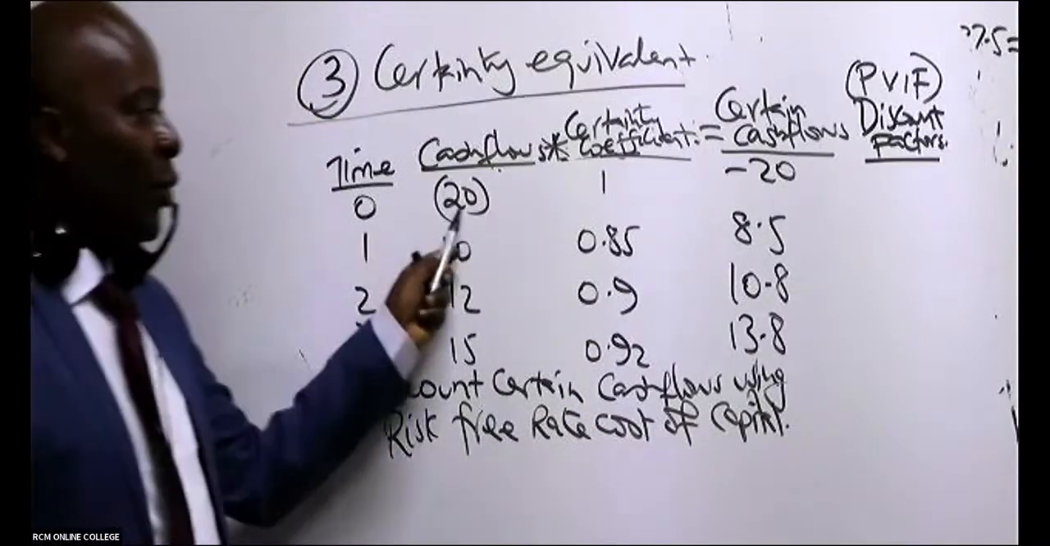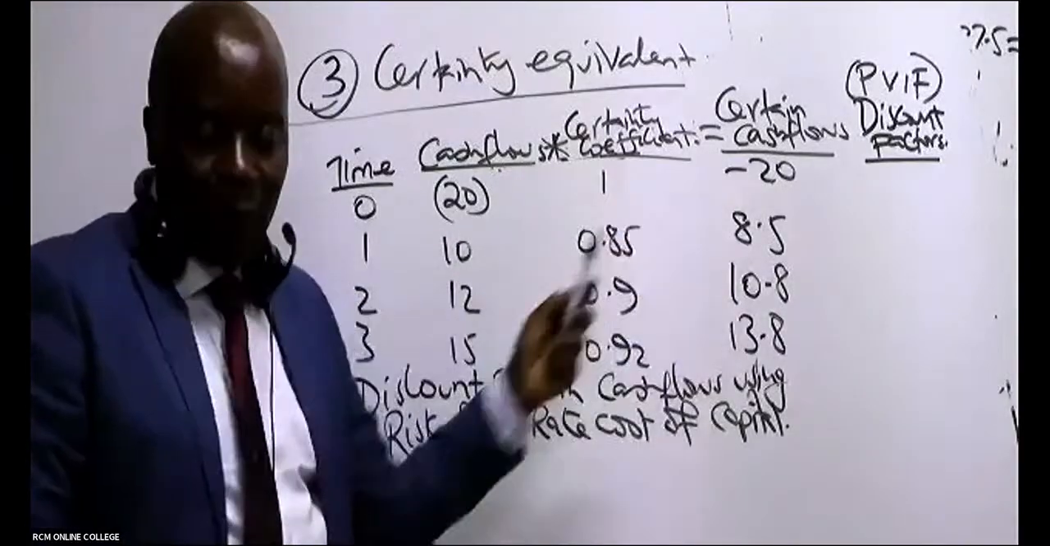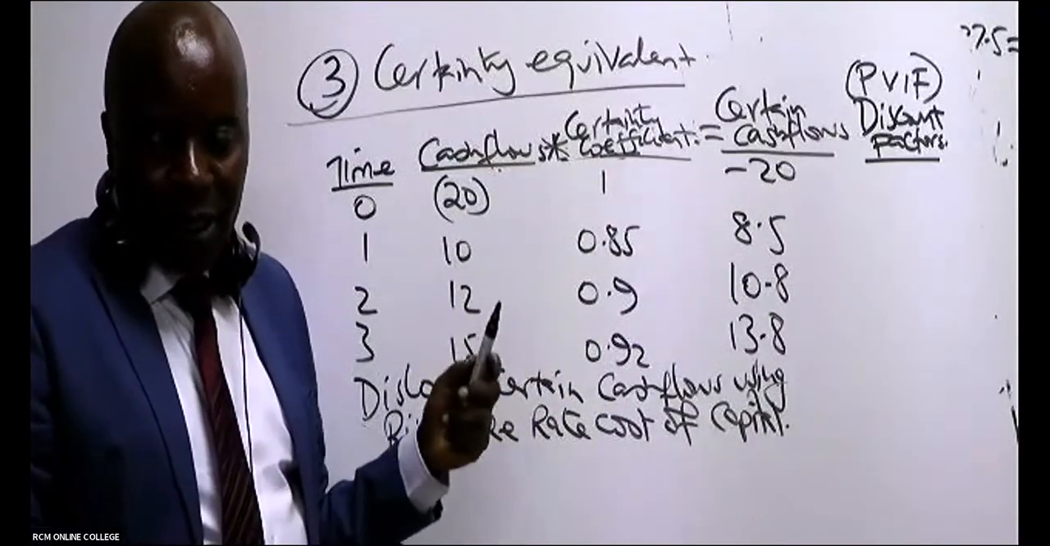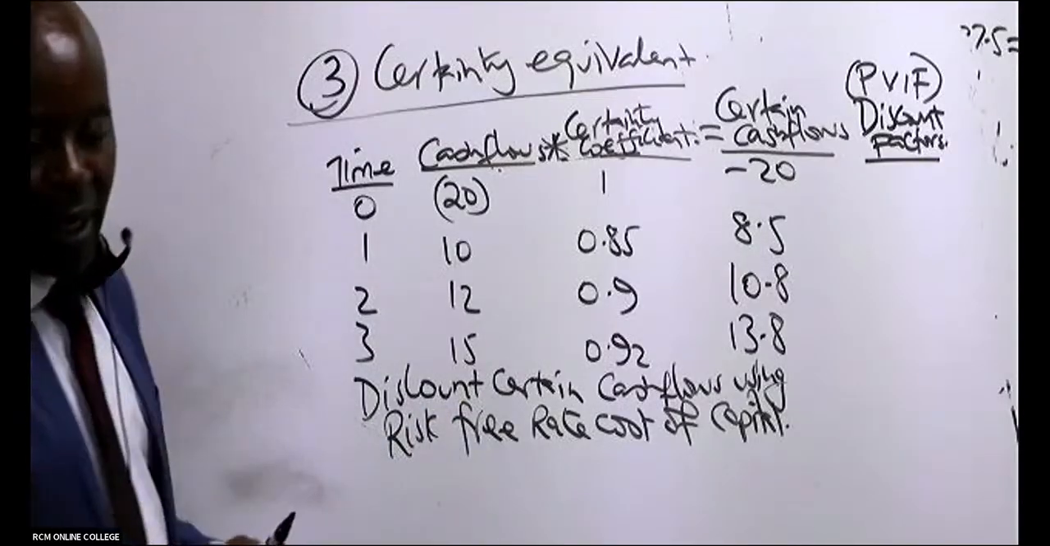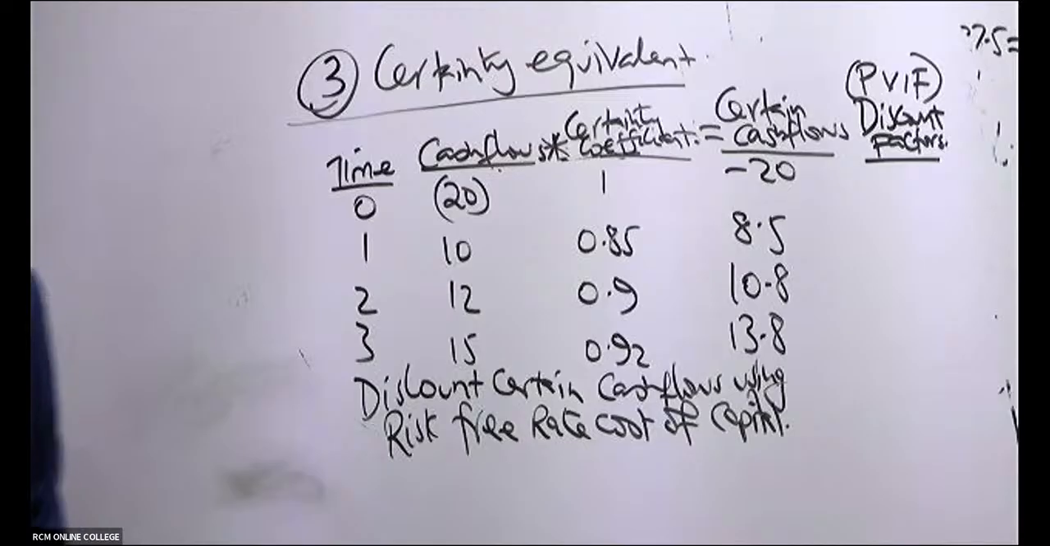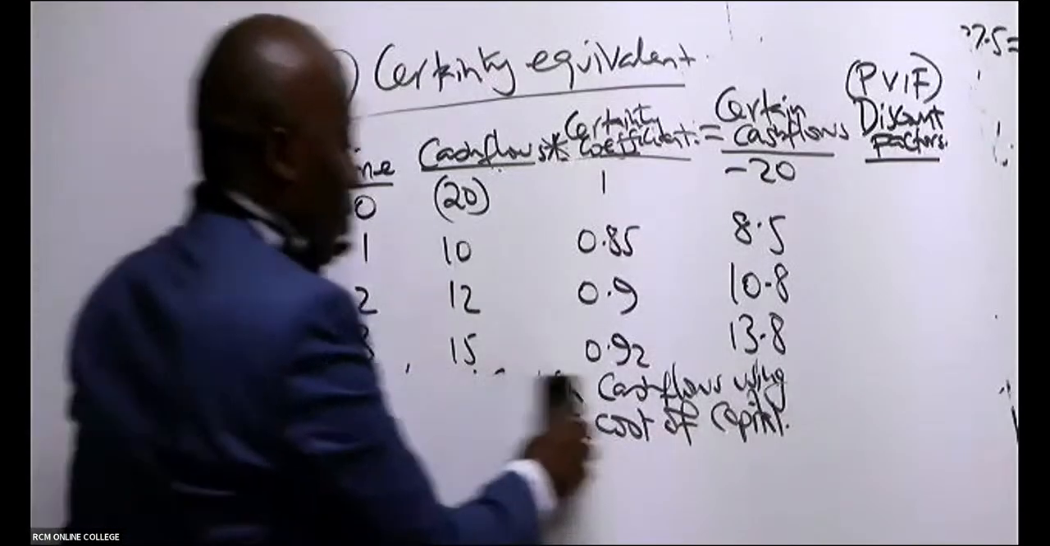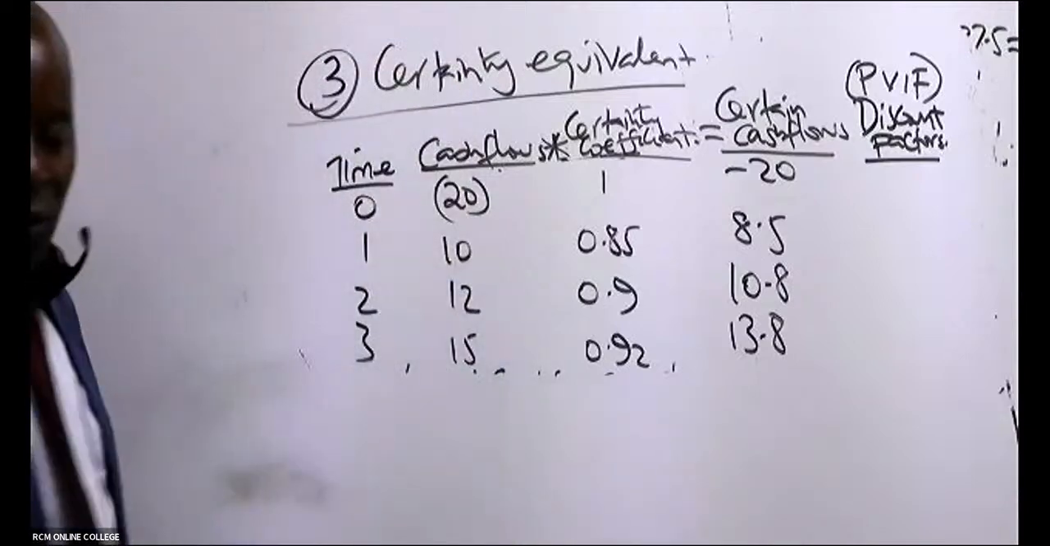So like the first one, minus 20 times this second one, gives us 8.5. That's what we did. I hope you've been able to see. So then the formula for getting PV, ladies and gentlemen, we know it. We know the formula of getting PV.